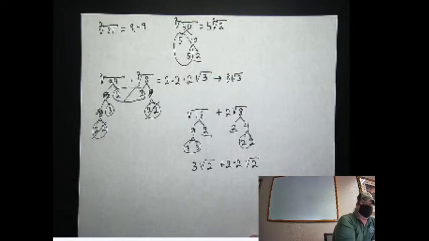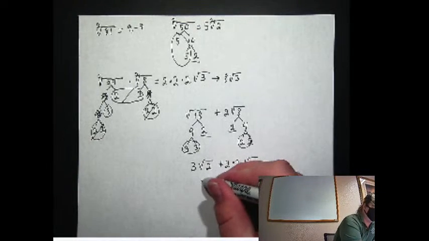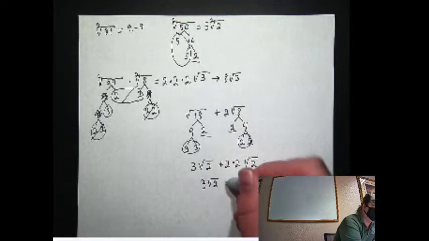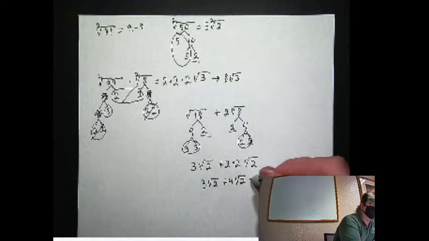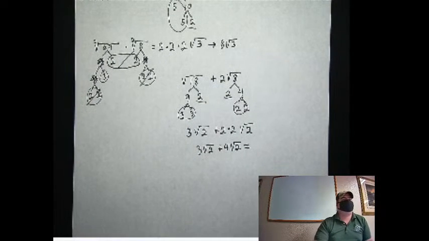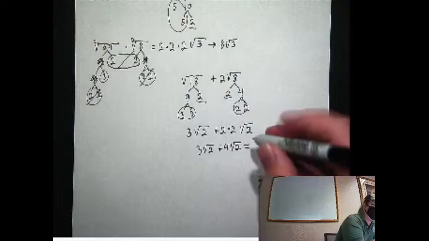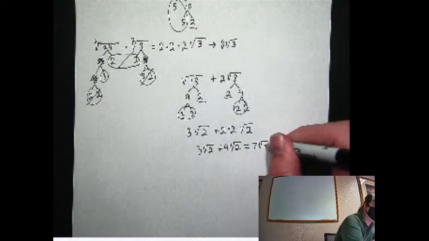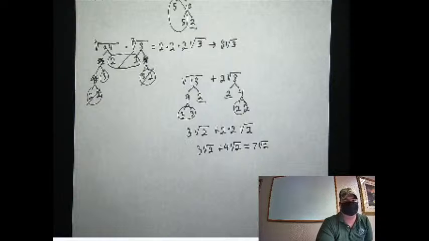Now if we clean things up a little bit, 2 times 2 here, we get 4. So we have 3 square roots of 2 plus 4 square roots of 2. If I have 3 square roots of 2 and I add another 4 square roots of 2, how many square roots of 2 do I have altogether? Seven. 3 plus 4 is 7. So I have 7 square roots of 2 altogether. Excellent.